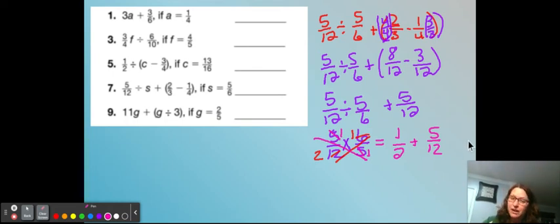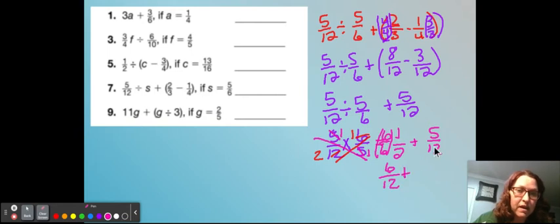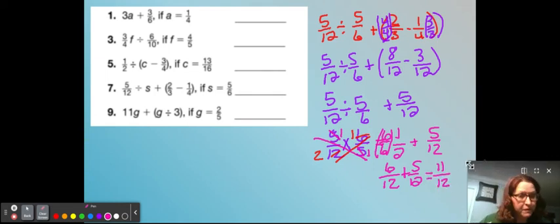Oh, there's more work. I have to get another common denominator. So I have to say, what does 2 and 12 both go into? Well, 2 times 6 is 12, and 12 times 1 is 12. So I'm going to multiply this side by 6 over 6. 6 times 1 is 6. 6 times 2 is 12, plus 5/12. 6 plus 5 is 11 over 12. Okay, I am simplified. 11 is a prime number, and it doesn't go into 12 evenly, and it is smaller than 12.